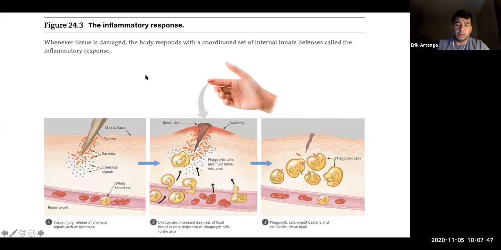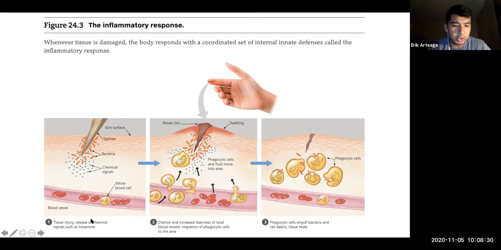All right, so here's a nice little figure that shows the steps of inflammation, right? Whenever tissue is damaged, the body responds with a coordinated set of internal innate defenses called the inflammatory response. So here we have the skin surface, that dead layer, and then here we have the penetration of a splinter, right? The splinter has introduced bacteria. Now we have the chemical signals released by the cells to recruit white cells or other reconstructive white cells to get rid of this.